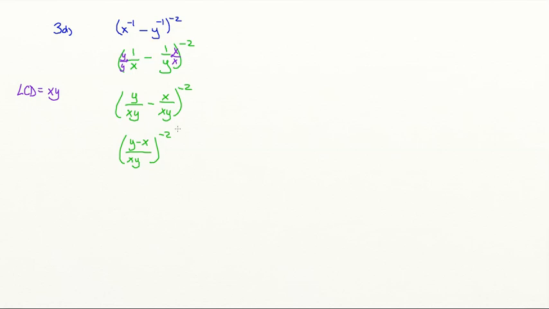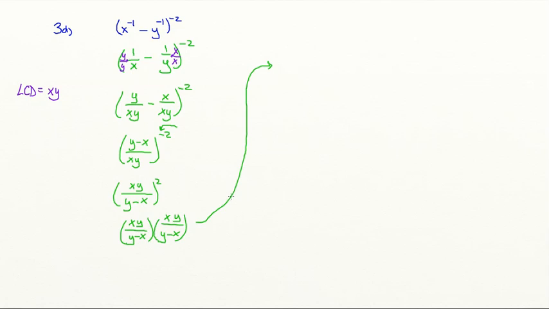Now we can deal with this exponent here because everything inside the bracket is done. So let's take the inverse and we'll square it. So we're multiplying fractions, you multiply the top. So x times x is x squared, y times y is y squared. Y minus x times y minus x, we simplify. So we can write this down as y minus x squared.